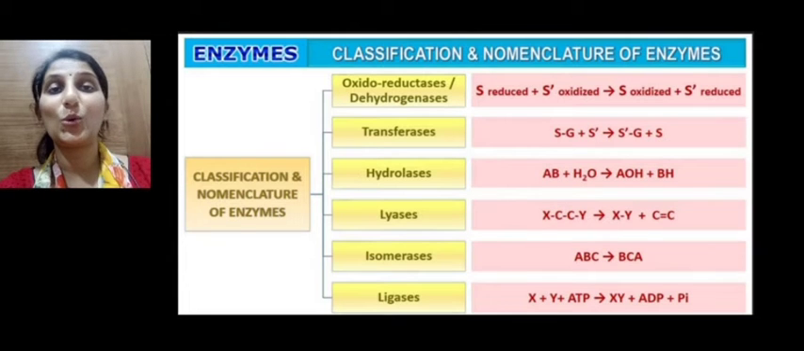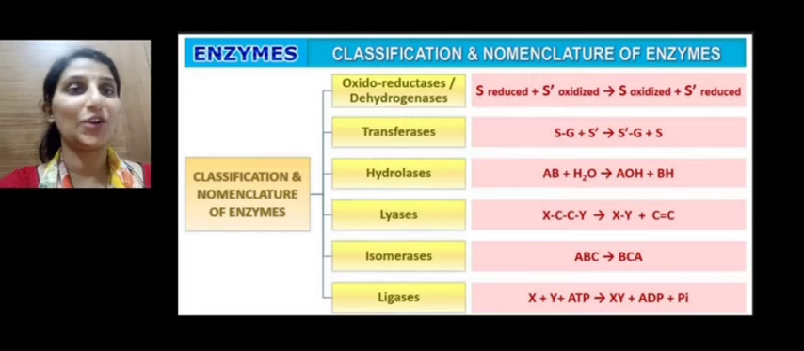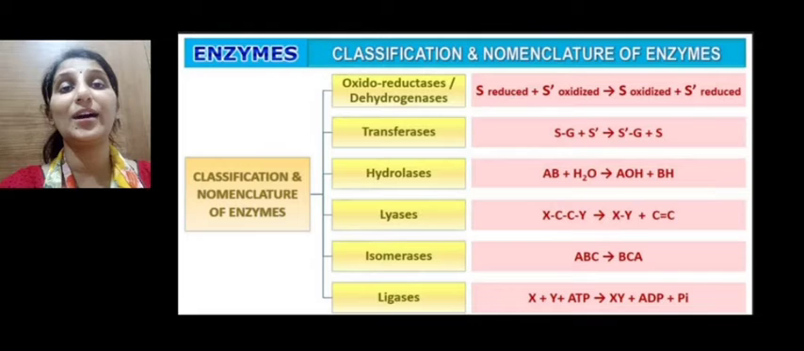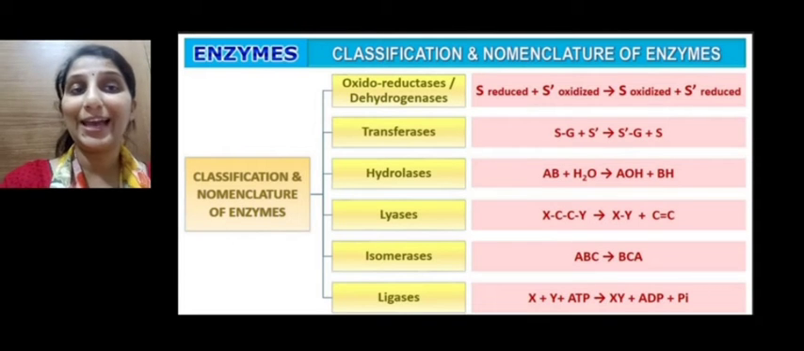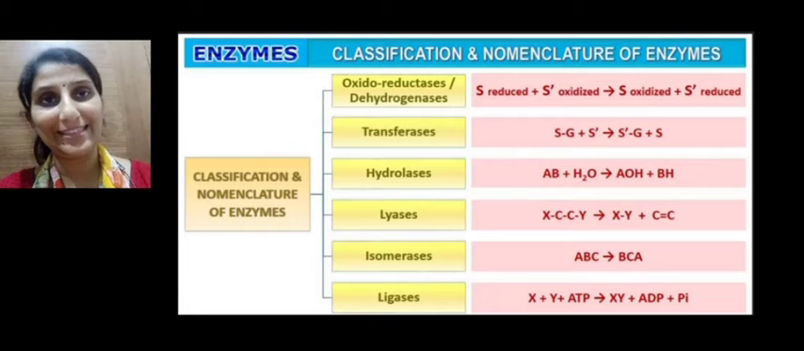In this session, we are going to learn first about the types of enzymes. There are 6 types of enzymes. They are called oxidoreductases or dehydrogenases. The second class of enzymes are transferases. The third are the hydrolases. Fourth are the lyases. Fifth are the isomerases. And sixth are the ligases.